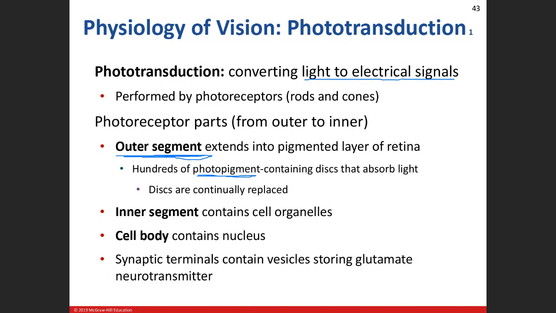So one thing I did not mention about the synaptic terminals here, the neurotransmitter that I want you to be familiar with is glutamate. Glutamate plays a big role in neurotransmission in a lot of neurological structures for special senses and even in the brain. Your brain likes to use glutamate too.